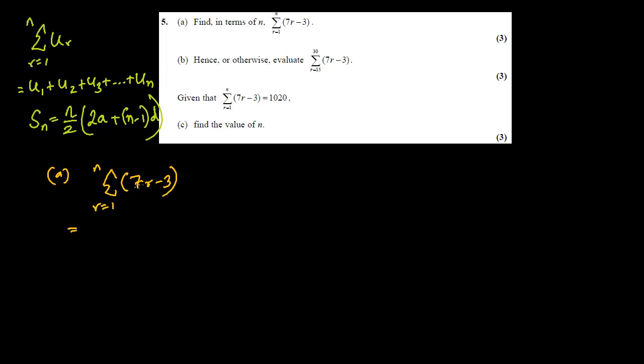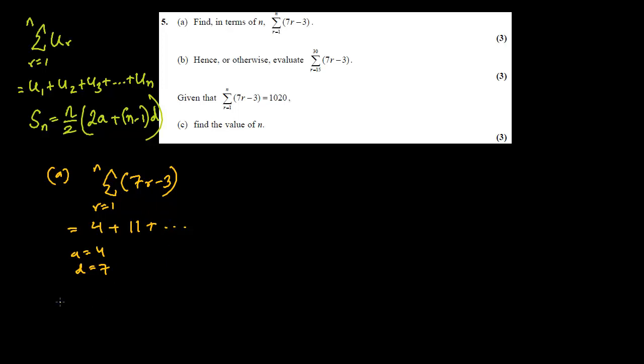So if we put r equals 1, u1 turns out to be 7 1s are 7 minus 3, that is 4, plus the second term, r equals 2, turns out to be 7 2s are 14, 14 minus 3 is 11, and we don't need anything else. This is the logic by which it would keep progressing. So the first term is 4, a equals 4, and the common difference is 11 minus 4, that is 7. So it is going to increase by 7. So the next term is going to be 11 plus 7, that is 18.